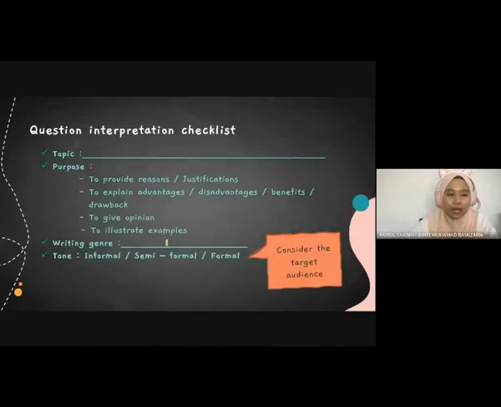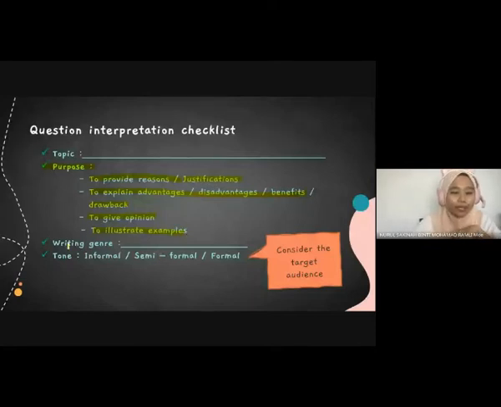So I would like to highlight here the purpose. Whether to provide reasons or justifications, whether to explain advantages, disadvantages, benefits, drawbacks, okay? Whether you are asked to give an opinion or whether you are asked to illustrate examples. For example, the question might ask you, what are the activities that should be done during award day? So you are required to provide some examples there, okay? So make sure that you get the interpretation correct.